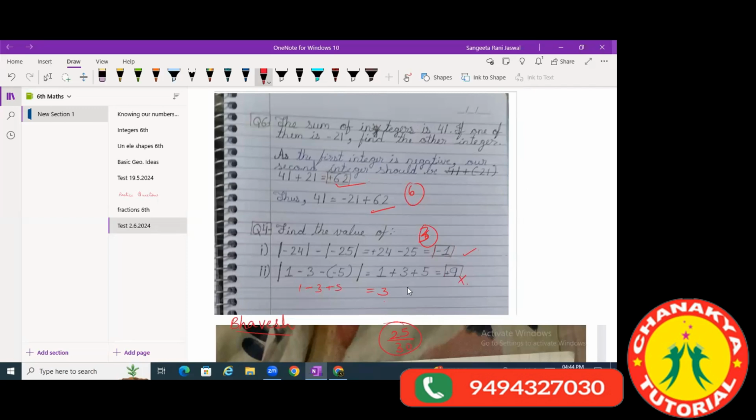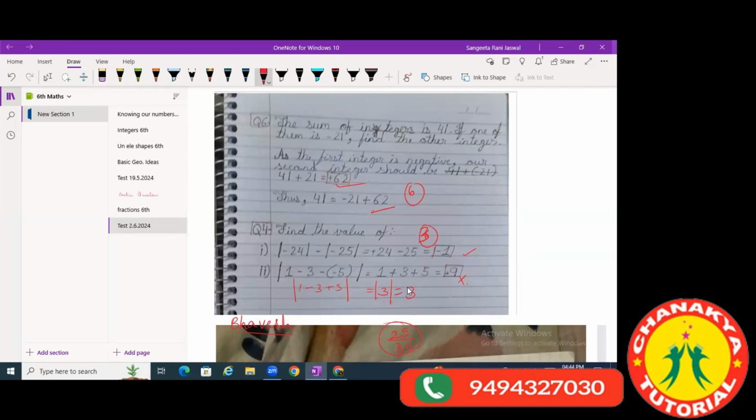In the second one, see Neha, you have done 1 minus 3, minus minus becomes plus. All this calculation is inside the mod sign, isn't it? So it becomes 1 minus 3 plus 5 inside the mod sign. So 1 plus 5 is 6, 6 minus 3 is 3. And anything that comes out of the mod will be a positive amount. Get it?